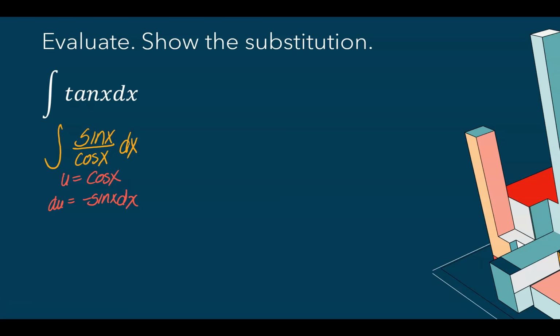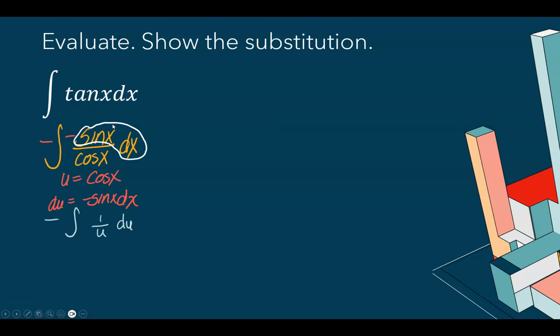So if du is negative sine of x dx, and we do need a negative, so I'll just pop those in, you kind of have to think ahead. Before you've decided that u is cosine of x, you have to know du is the thing that's multiplied by dx. So the derivative of cosine is sine. That's the thing that's multiplied by dx. So we kind of work backwards. Oh, I guess u is cosine of x.